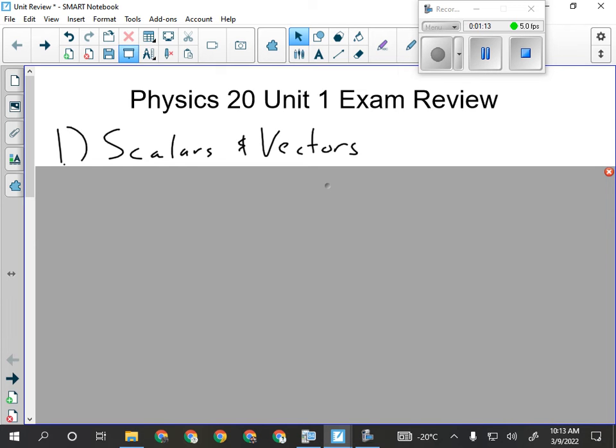So scalars and vectors. I'm probably not going to outright ask, is distance a vector quantity? I'm not going to ask it like that. It's going to be situational questions that involve you being able to remember which things we've talked about are scalars and which are vectors and what the difference is. So let's list them right now.